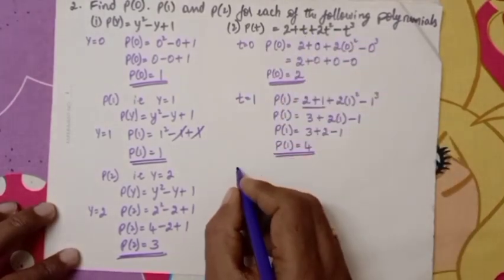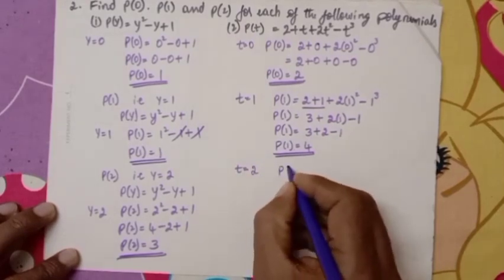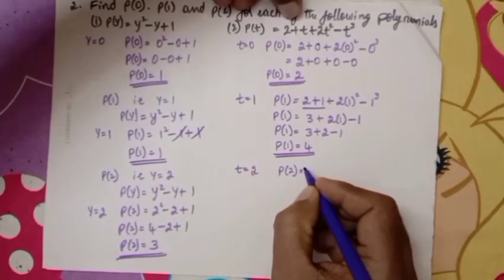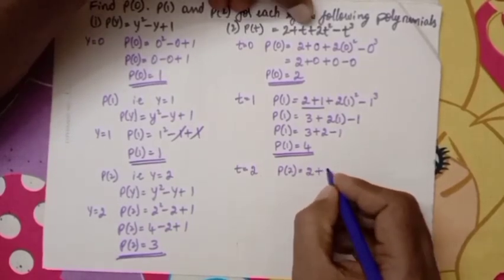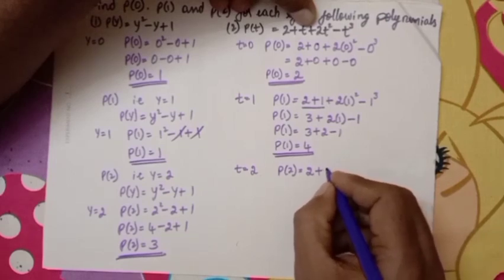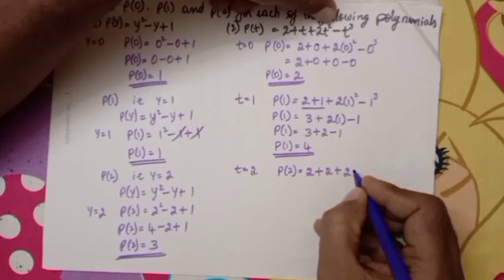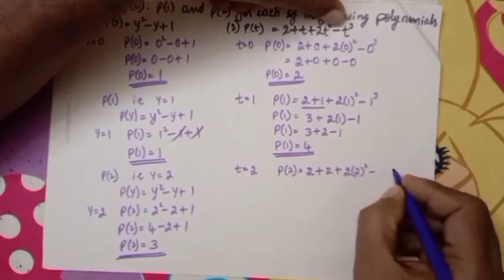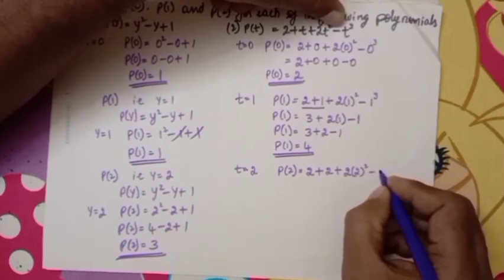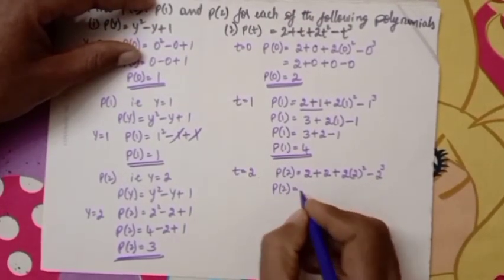Next step is t is equal to 2. P of 2 is equal to, from this equation, 2 plus t. In place of t we should write 2 plus 2 into t square. T square is 2 whole square, minus t cube. T cube means 2 cube.